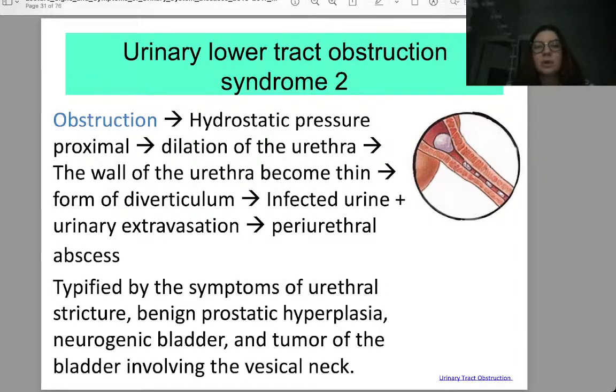In case of lower tract obstruction, there is increased hydrostatic pressure proximal to the obstruction. It leads to dilation of the ureter. The wall of the ureter becomes thin. It forms diverticula. Infected urine and urinary extravasation lead to periureteral abscess. Typified by the symptoms of urethral stricture, benign prostatic hyperplasia, neurogenic bladder, and tumor of the bladder involving the vesical neck.